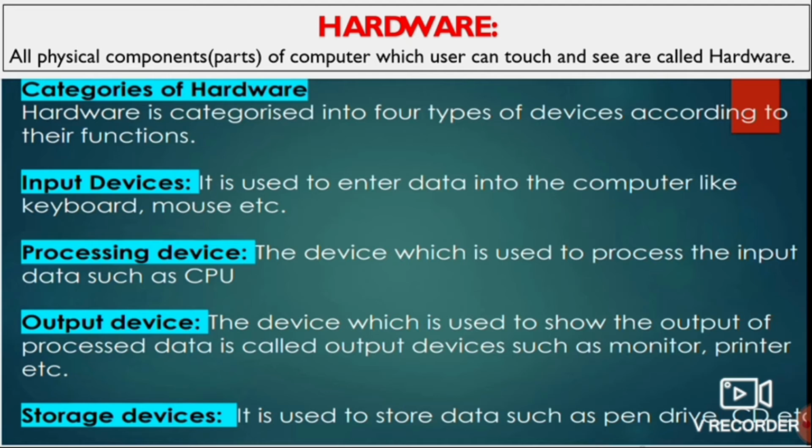Processing device. The device which is used to process the input data, such as CPU. Output device. The device which is used to show the output of processed data is called an output device, such as monitor, printer. Storage devices. These devices are used to store data, such as your pen drive, CD, hard disk.